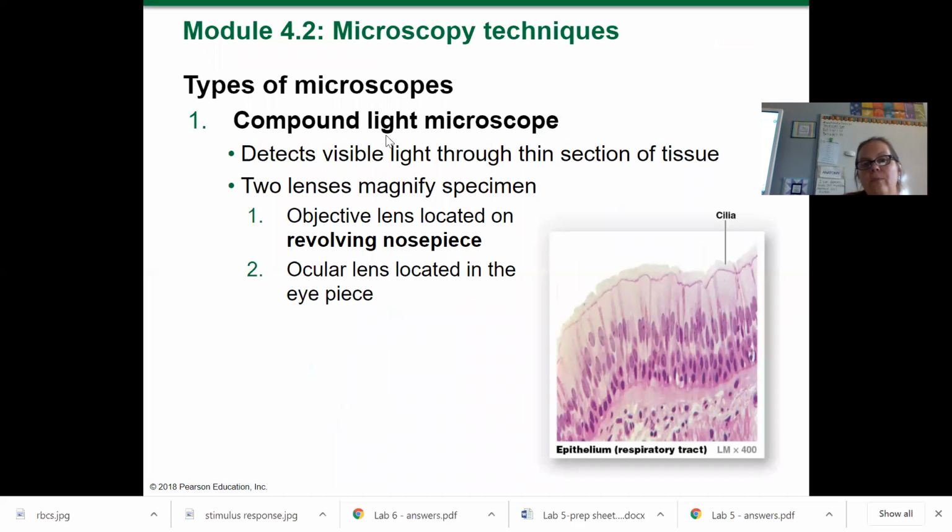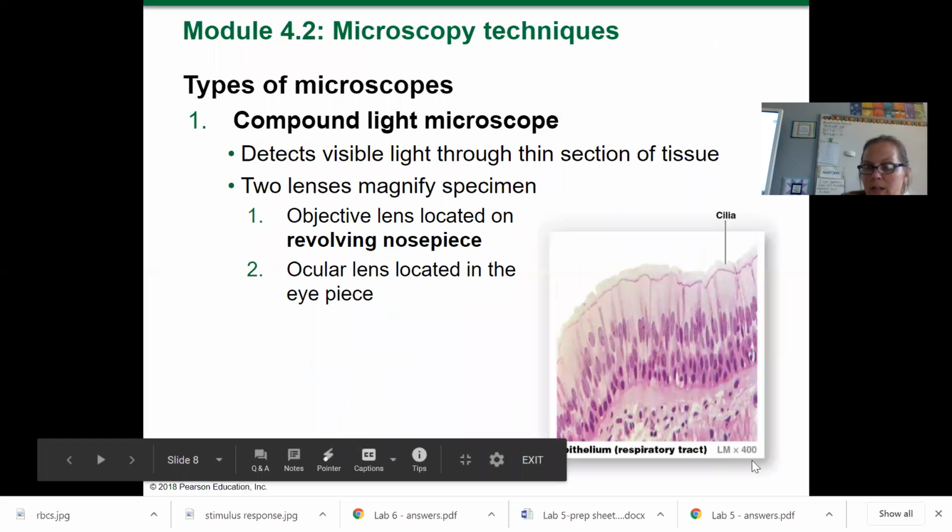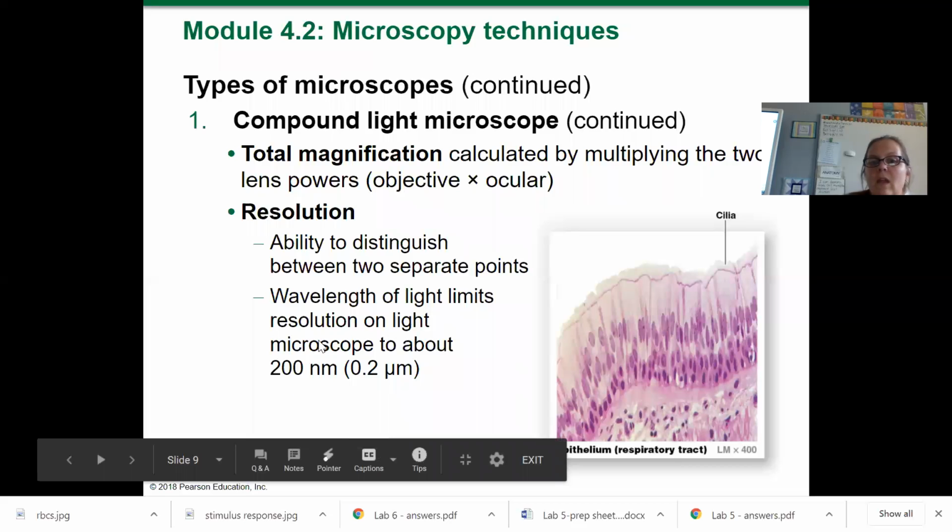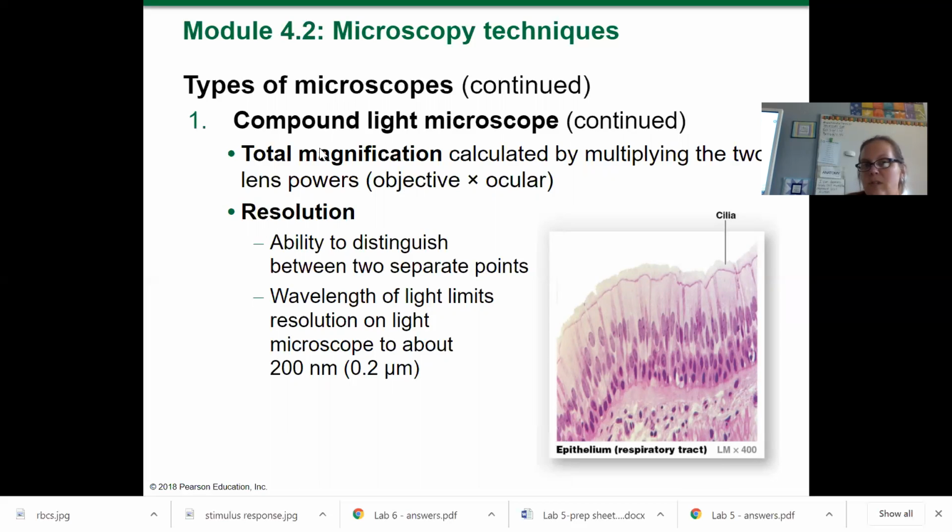Okay, compound light microscope. 2 lenses magnify the specimen. We really did this in lab, with the objective lens located on the revolving nosepiece. You can see here the labeling, light microscope, at 400 total magnification. The total magnification is the objective times the ocular. That's basically how many times its original size you're looking at it. Resolution is the ability to distinguish between two separate points, so it has to do with clarity.